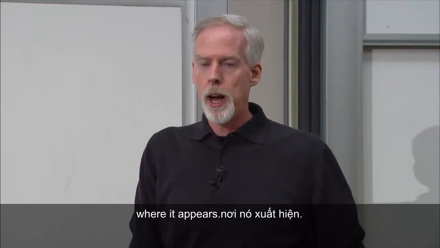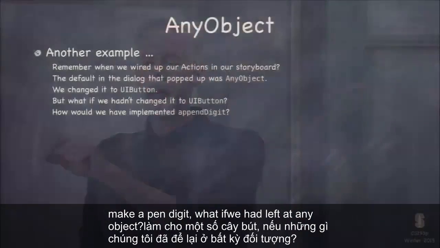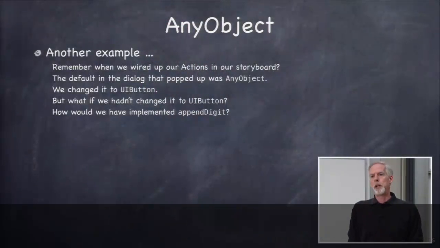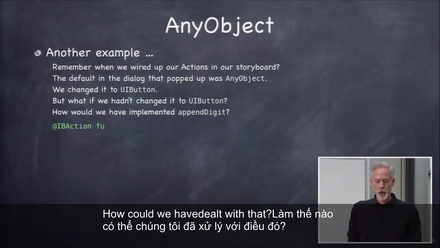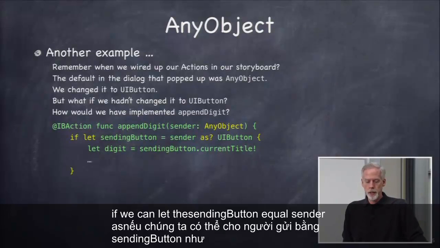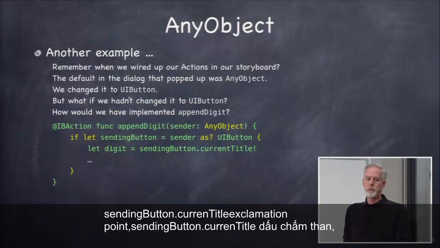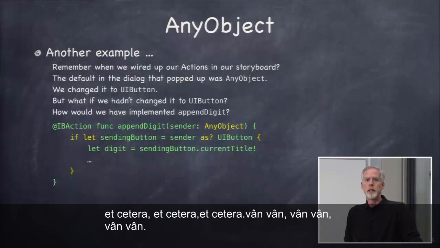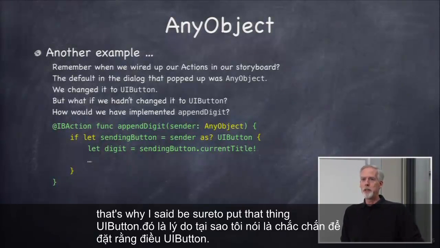Another example of any object and where it appears. So if we hadn't changed, when we control drag to make append digit, what if we had left it any object? Okay, so we had append digit sender colon any object. How could we have dealt with that? Well, we just would have said, if we can let the sending button equal sender as a UI button, then do what we do. Let digit equal sending button dot current title, exclamation point, et cetera, et cetera, et cetera. Make sense? But we didn't want to put that extra if let, and I hadn't taught you about as, so that's why I said be sure to put that thing UI button. All right?